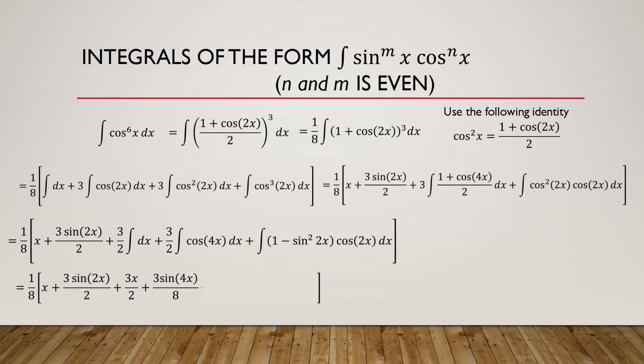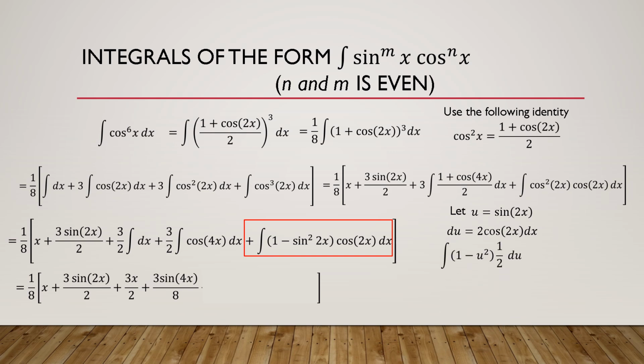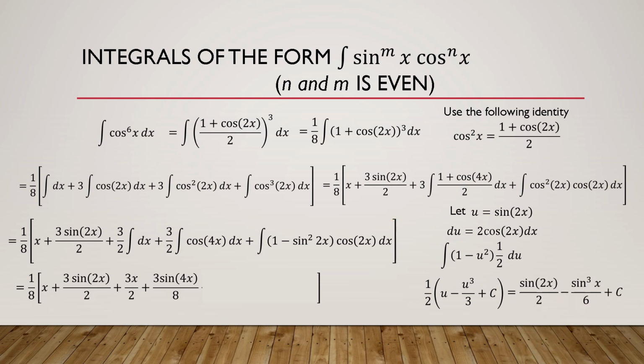To solve the last terms, we let u equal sine 2x, so that du equals 2 cosine 2x dx. When we substitute, we get the integral of the quantity of 1 minus u squared times 1/2 du. We take the integral to get 1/2 times the quantity of u minus u cubed over 3 plus c. When we substitute back, we get sine 2x over 2 minus sine cubed 2x over 6 plus c.